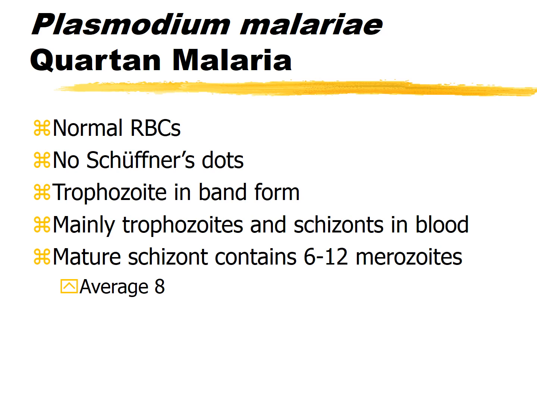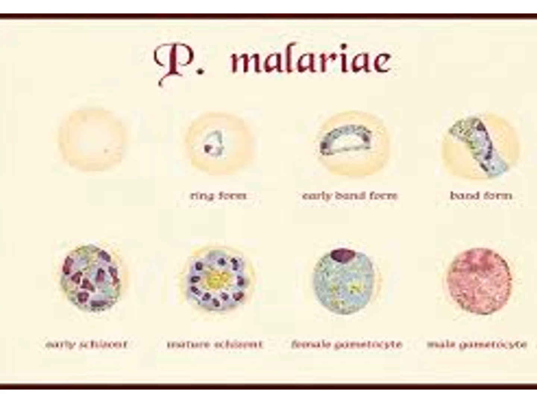Plasmodium malariae is a quartan malaria. It infects normal red cells, so the population that it infects is much greater than just reticulocytes. It has no Schuffner dots. The trophozoite is in a band form. You'll find many trophozoites and schizonts in the blood. Mature schizonts contain about 6 to 12 merozoites with an average of 8. Here are the forms of that. One of the main forms, you want to notice, is the band form of the trophozoite. That's a key characteristic. Red cells will be normal in size, not enlarged.